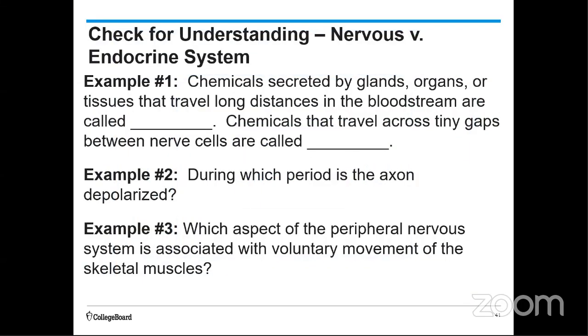Okay, so that was quite a bit there. Let's take a brief moment and check for understanding. Here are 3 short examples. Example 1 is asking you to think a little bit also about what Dr. Spoke talked about on Friday, the endocrine system.